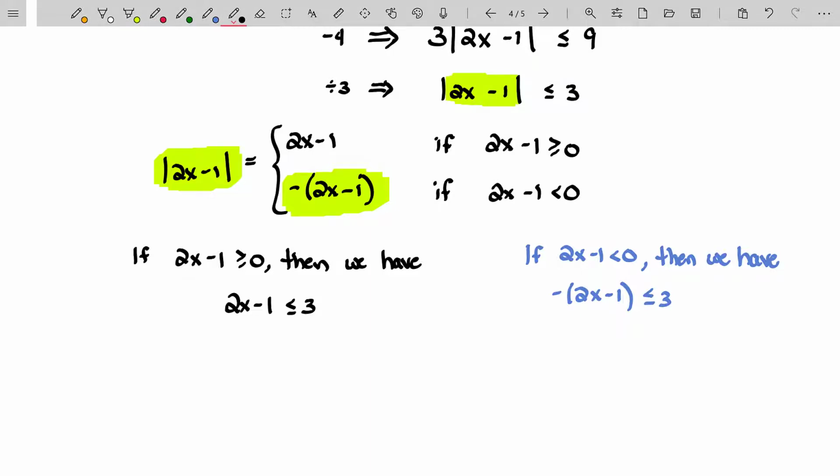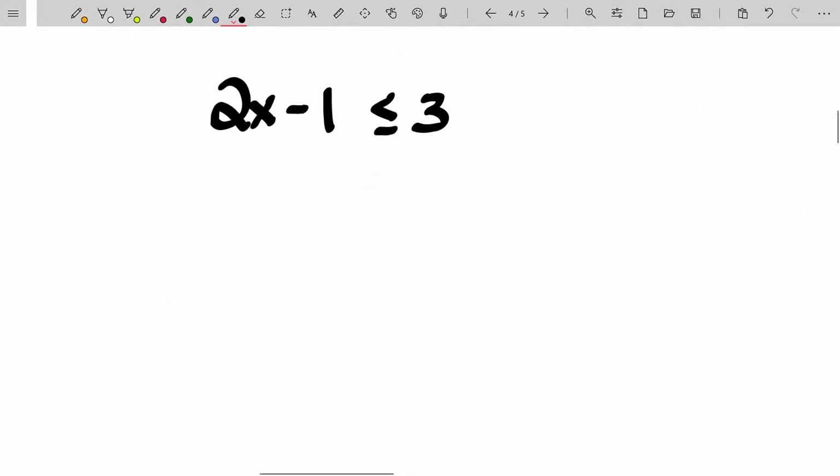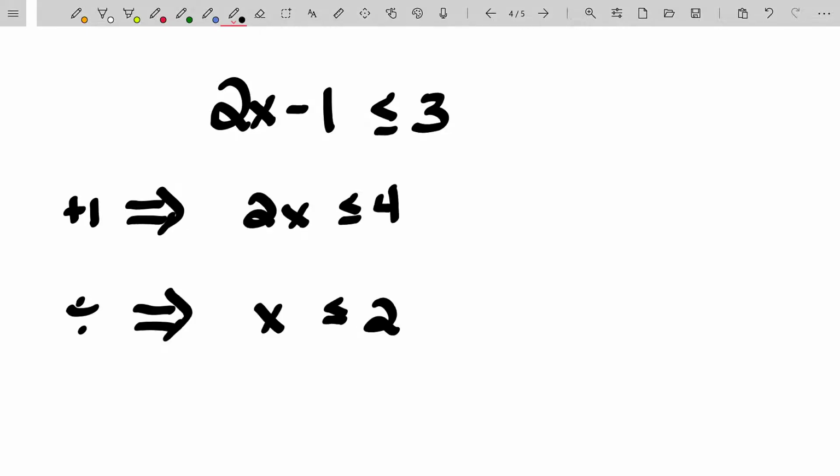Let's work on the black ink here, this inequality first. We'll just add 1 to both sides. We get that x is less than or equal to 2.